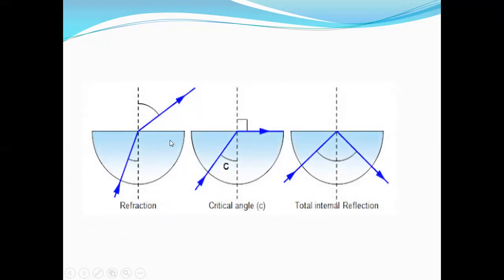You see these three diagrams, these are semicircular glass blocks. In this diagram, you see the light rays enter from a denser medium to a rare medium. In the previous class, we did the refraction of light. Refraction of light occurs when bending of light takes place. Here also, total internal reflection belongs to refraction of light.